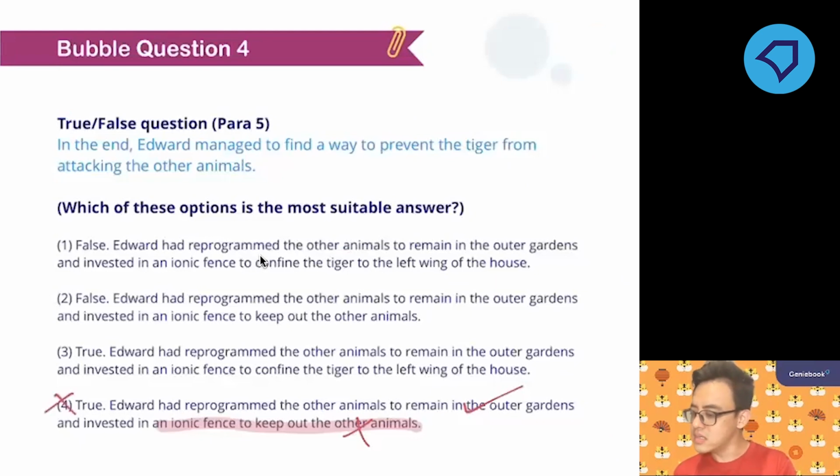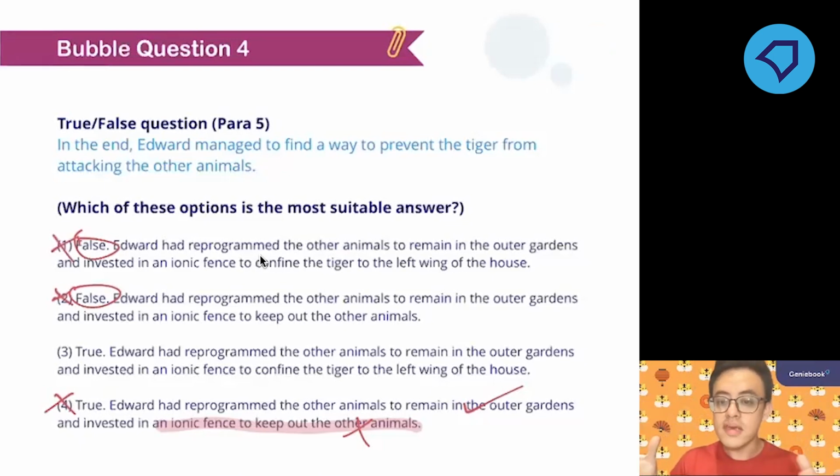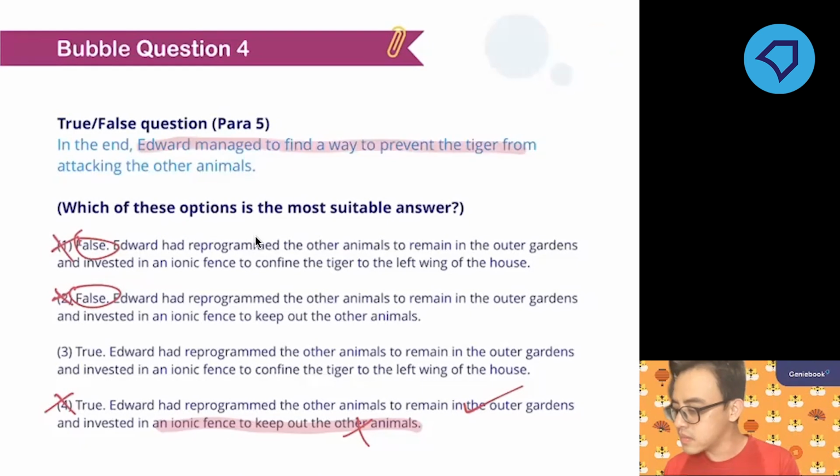Now, if you say false, false is definitely wrong, because he did manage to prevent the tiger from attacking other animals. In the end, he managed to prevent the tiger from attacking other animals. He did quite a few things. So if you answered false, definitely wrong. Those of you who picked 1 and 2, 36 of you picked 1 and 2. It's quite scary. Read the questions correctly. If it's true, it means that everything is accurate. If it's false, it means that something is not accurate. So this part here, this entire portion, every part is true.